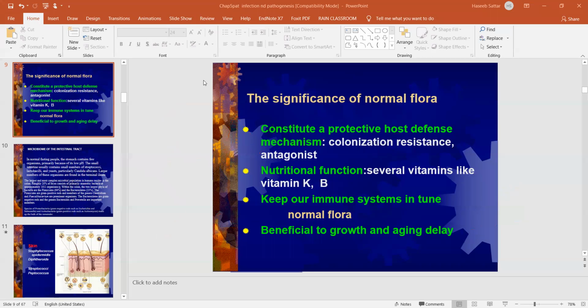The most important example of this is the person who is using antibiotics. We know that antibiotics or antimicrobial drugs also kill the normal flora. If a person is using antibiotics for a long term, there will be a killing of gut bacteria as well. When gut bacteria are killed, there is another pathogenic bacteria known as Clostridium difficile.